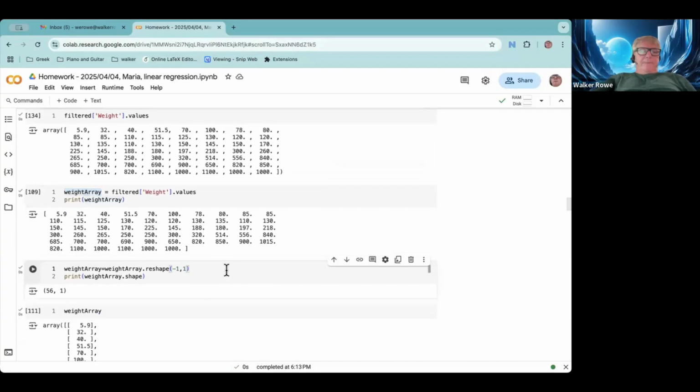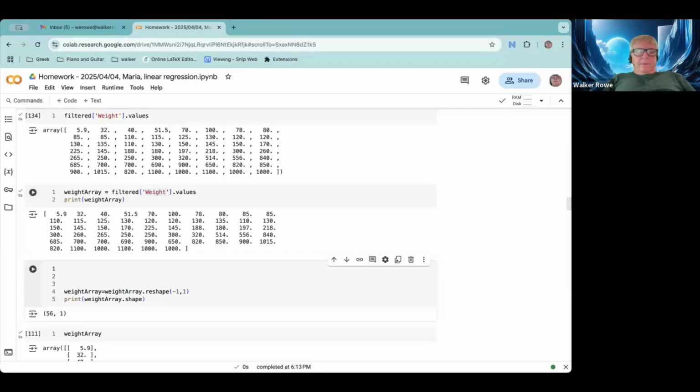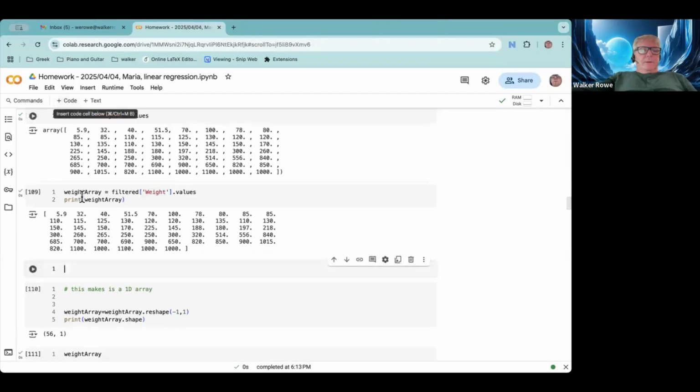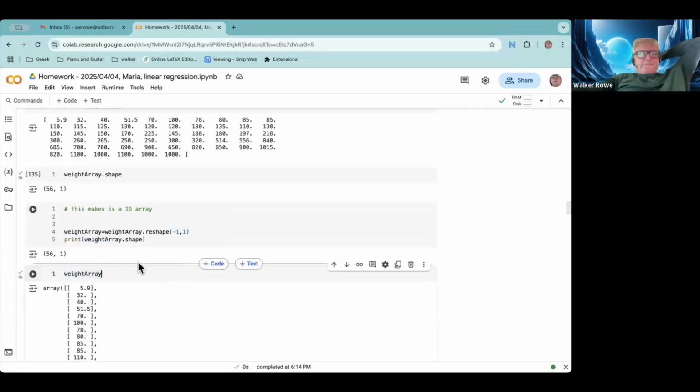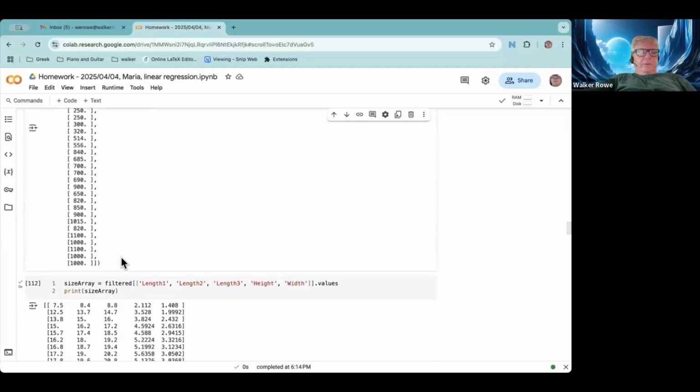Okay, now we reshape it. What shape does that have? Well, this is what we talked about here. This makes it a one-dimensional array. It's just a requirement of the fit method. The fit method is the training method. So here we print it out.